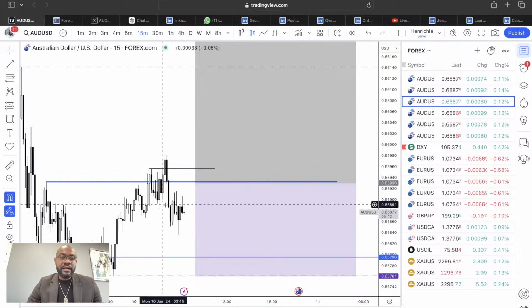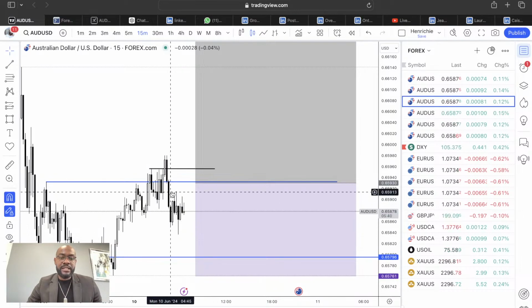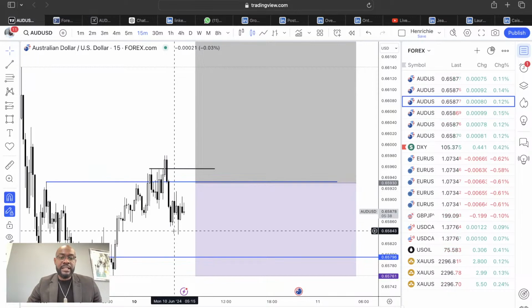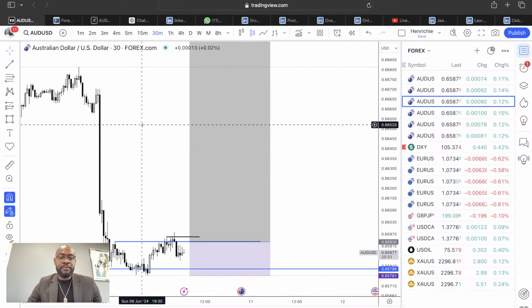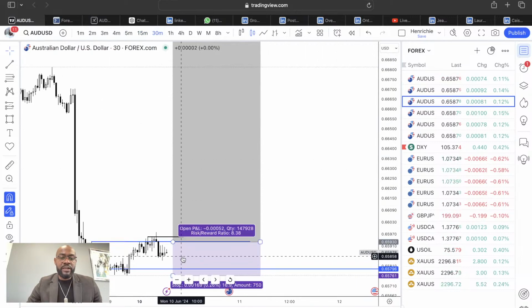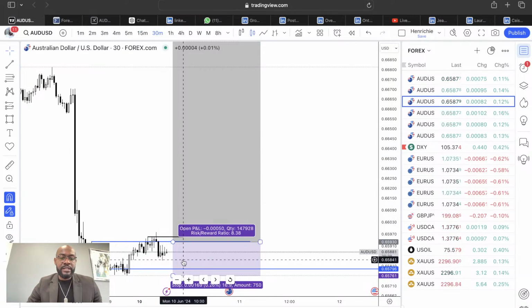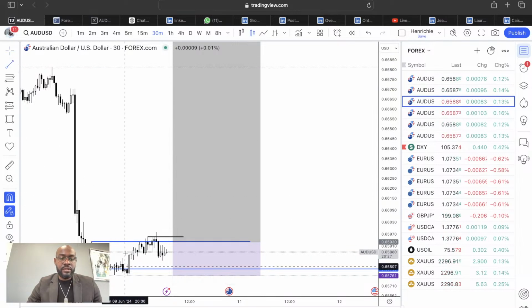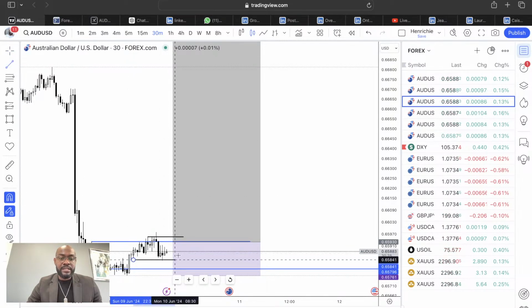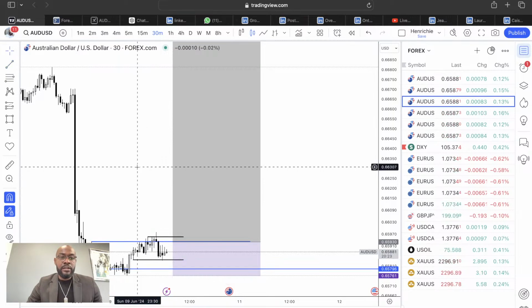And as you can see, price left this inefficiency, came to the upside, mitigated it. We saw a rejection of that key level. So that's really giving me a telltale sign that trying to buy this from wherever it is right now is not really the best decision. So that is why I'm still on the sidelines watching it as well.